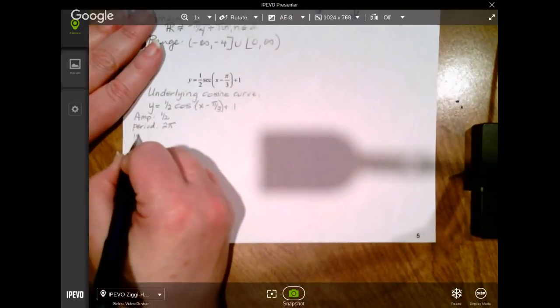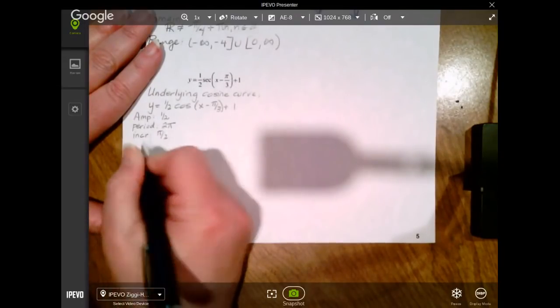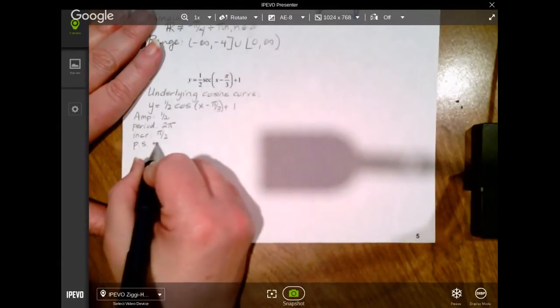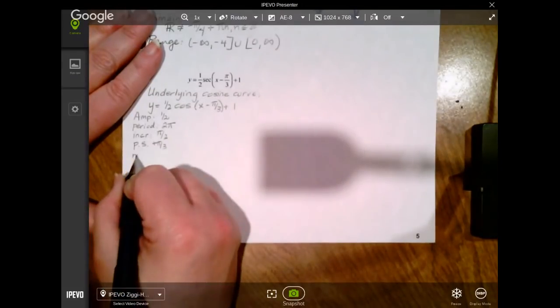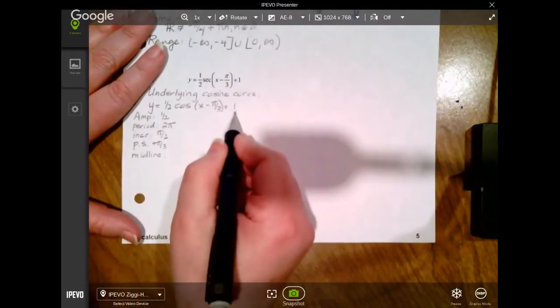It has an increment of the period over 4, which is 2 pi over 4, which is pi over 2. Has a phase shift of positive pi over 3. Has a midline of y equals 1.